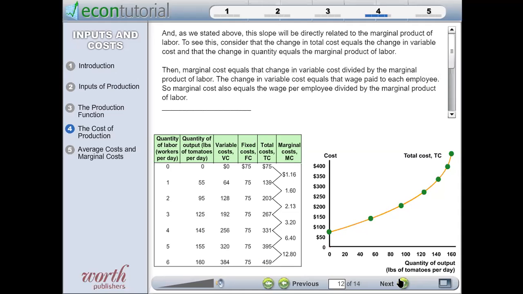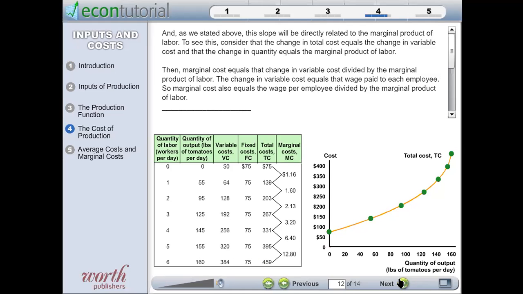Now I can see that with addition in input, there is an addition in the overall cost, the total cost. There is an increase in the output, but also in the total cost, and both have their marginal mirror curves, right? Just look at the marginal cost now. We have 1.16, 1.6, 2.13, 3.20, 6.4, and 12.80. Can you see the trend? It is kind of doubling up. It is increasing with the increase in the units of input.